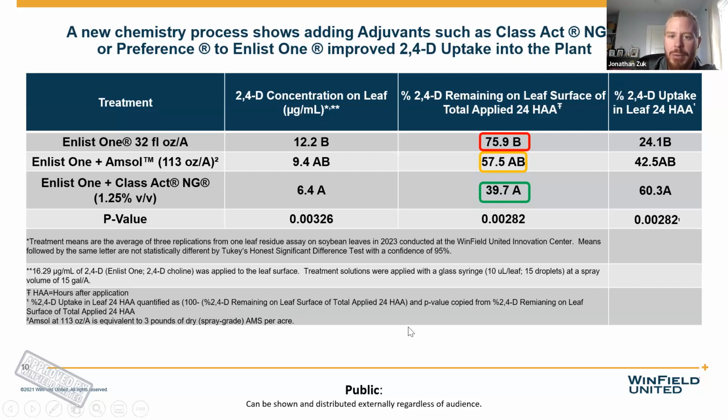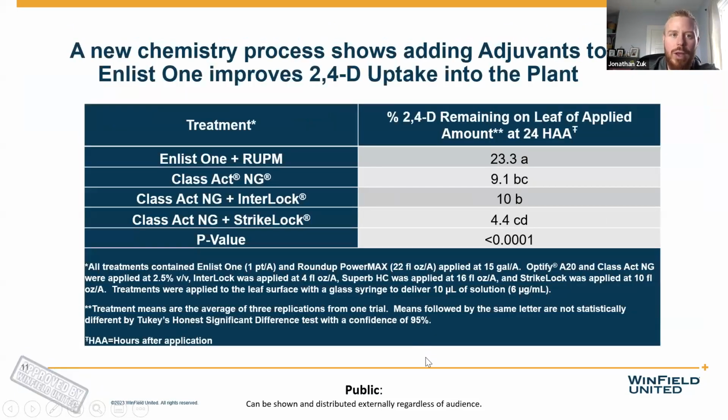So this is just a new way of evaluating herbicide uptake. The other way that we looked at it is we took Enlist One and started to do tank mixes with it. In this case, we took Enlist One, added Roundup PowerMAX to it, and did a similar type of structure in the study. When we had Roundup, we got 23.3% of 2,4-D still remaining on the leaf, so we got about 75+% into the plant. When we add Class Act, we can see a statistical advantage because we're getting more than 90% uptake of 2,4-D within that 24-hour period.